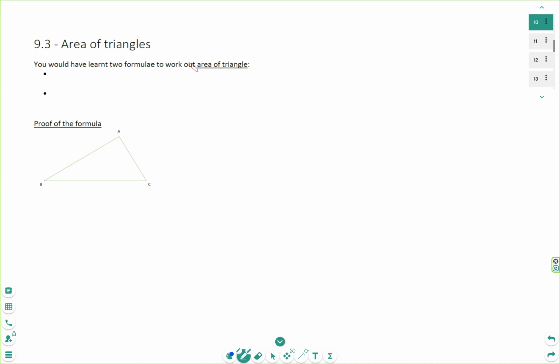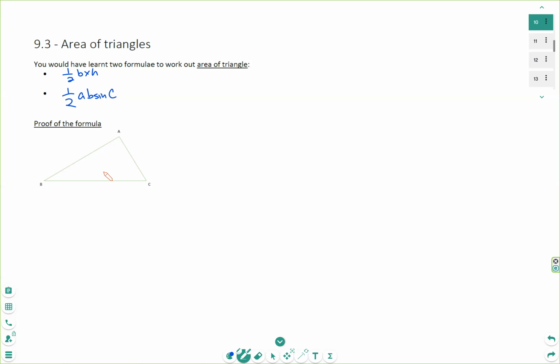The first one is obviously half base times height, since we learned it from primary school maybe, or maybe you learned it in year one or 10 months old if you're a genius. The second one, learned a bit later, is half AB sine C. One thing you must remember is the angle C must be between length A and B.